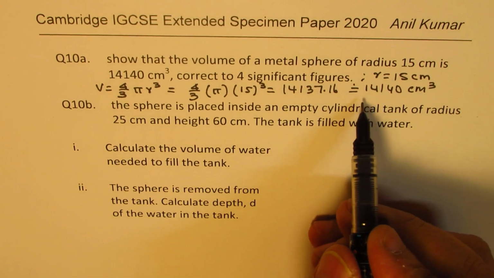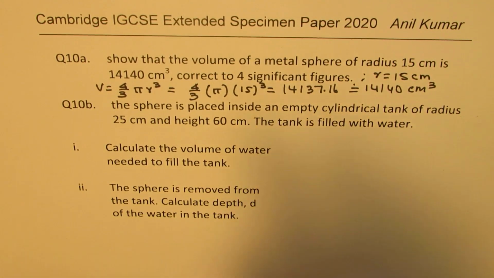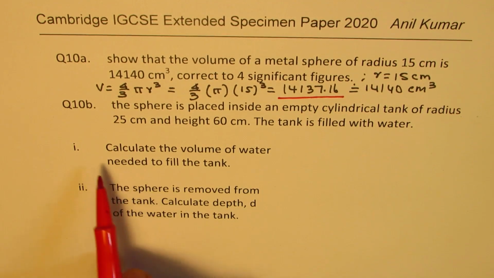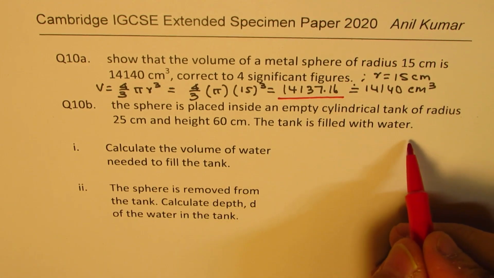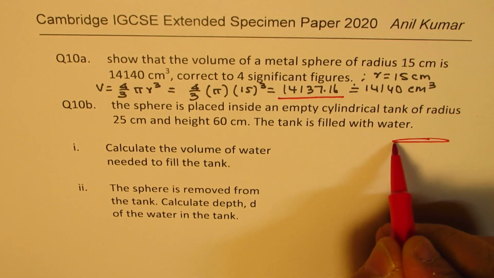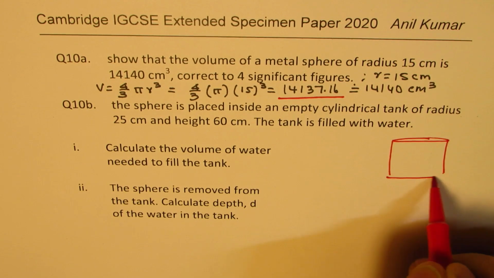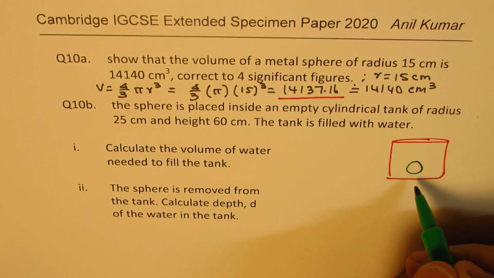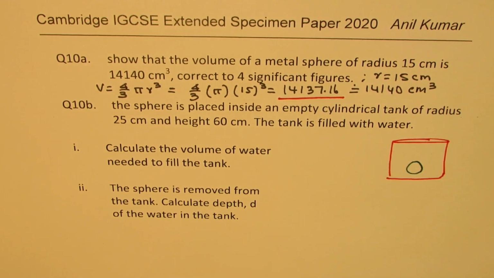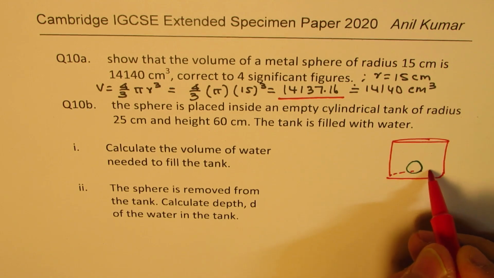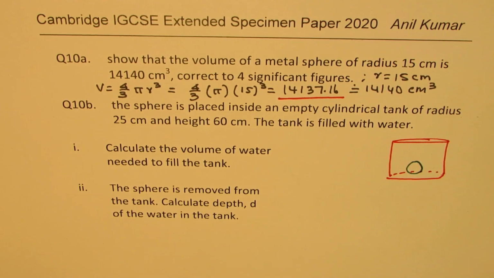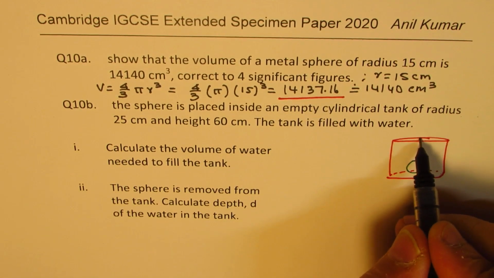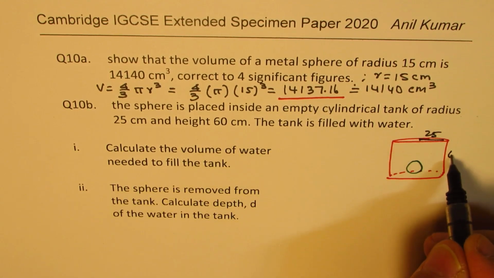Since that much will actually be used, for our calculations we'll use this number, because that is the actual number. So what we will do here is, for our cylinder, we have now placed the sphere inside it. Of course it will land right there in the center. So now the sphere is placed inside an empty tank of radius 25. So this radius is 25 and height is 60.